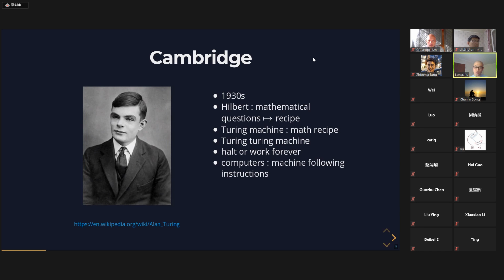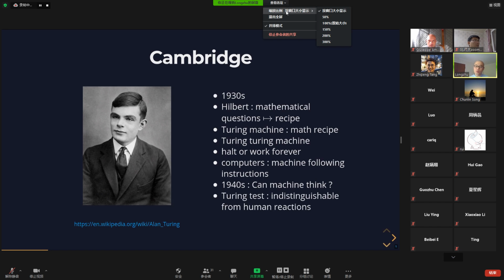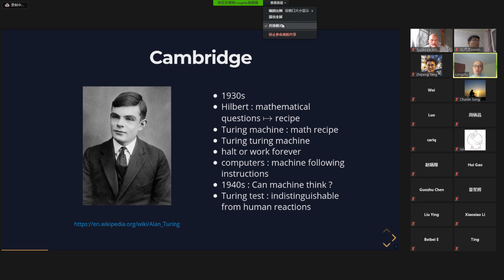But by the 1940s, people started looking deeper into the logic in the computer. And there's some analogy between the high complexity of computer logic and the human brain. Then people started questioning whether the machine can think like human beings. And once again, Turing came out trying to address this question. He came up with a genius design, the so-called Turing test.